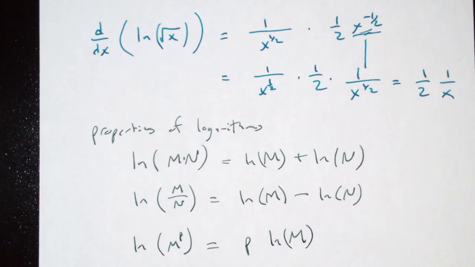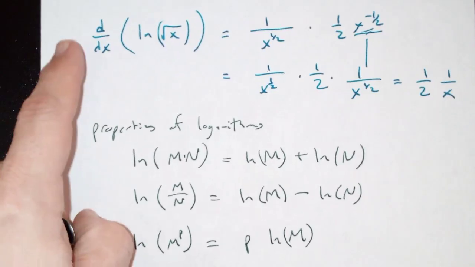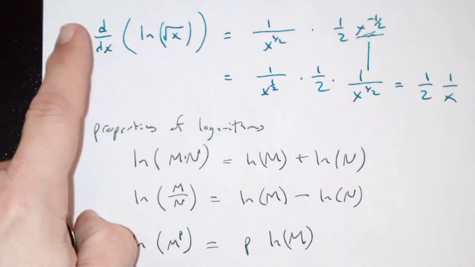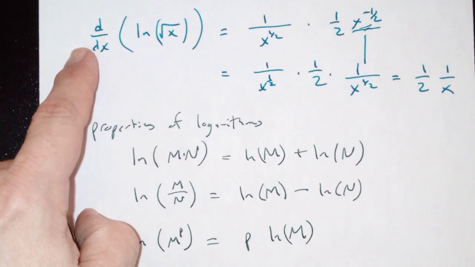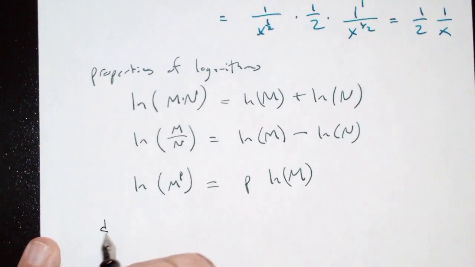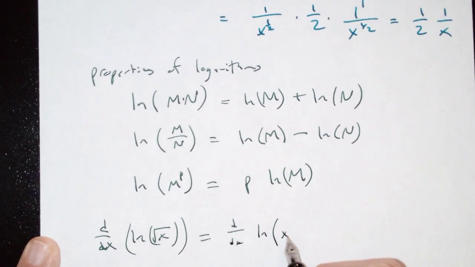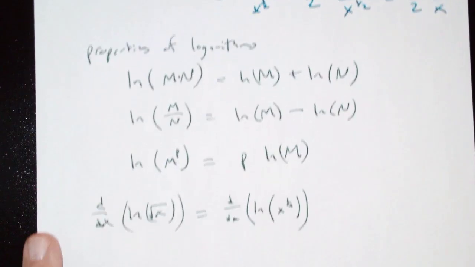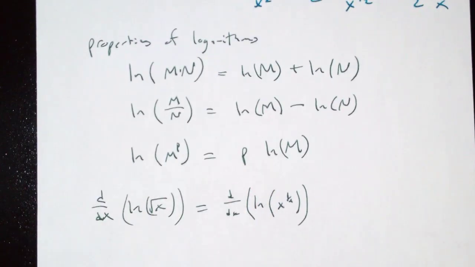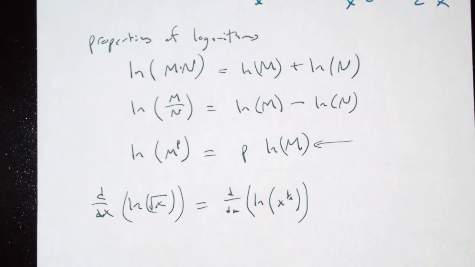Exactly. Hey, wait a second. Let's look at that last one again. Square root is a power, isn't it? The derivative of ln of the square root of x is really the derivative of the ln of x to the 1/2. And now by this rule right here, rule 3, I can take that 1/2 power and put it out front.